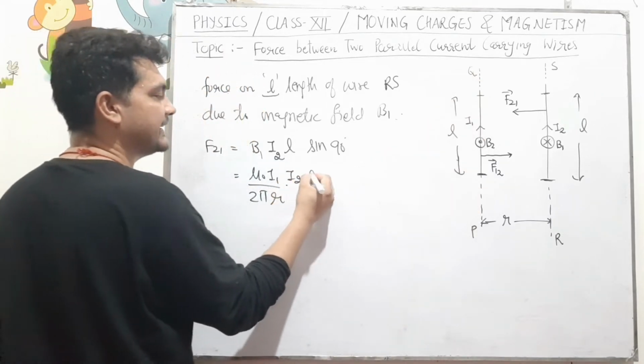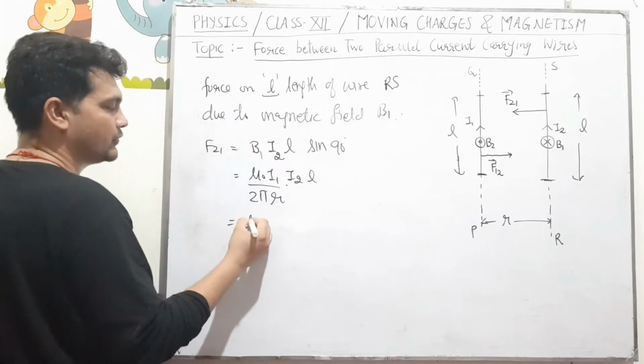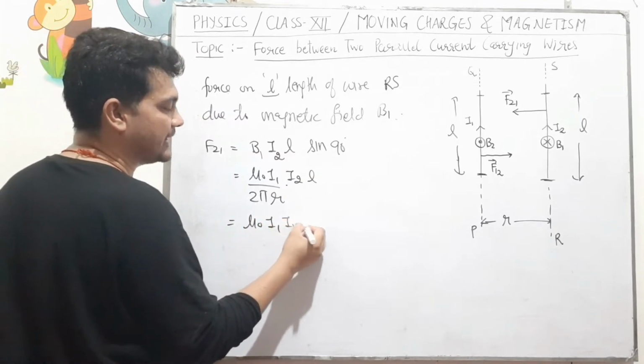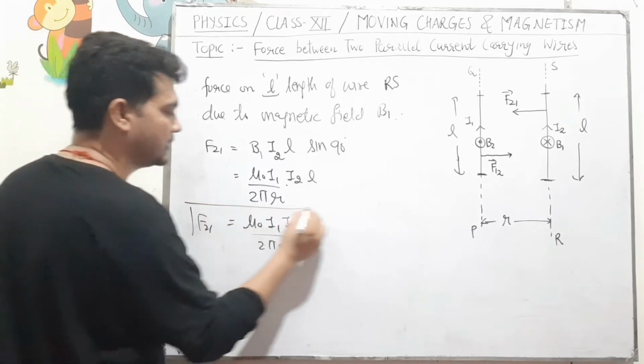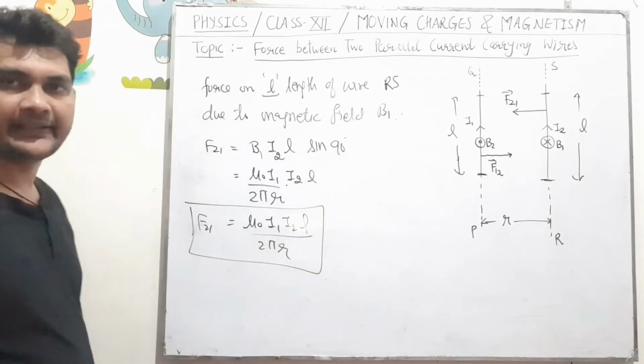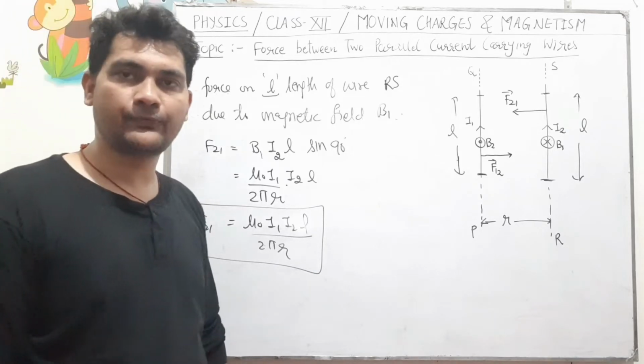I2 length L sin 90 is 1. Therefore it is mu naught I1 I2 L divided by 2 pi r. This is the force on the second wire due to the magnetic field of the first wire. So let us now see what is the direction of the force.